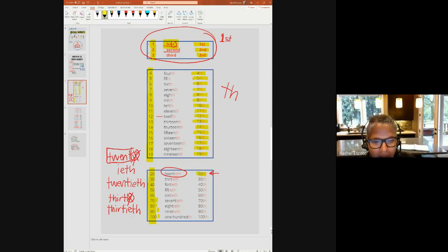So we have 20th, 30th, 40th, 50th, 60th, 70th, 80th, 90th, 100th. So that's great, but what happens when we get into numbers like 37, 96, 43? How do we say those numbers? Let's practice.